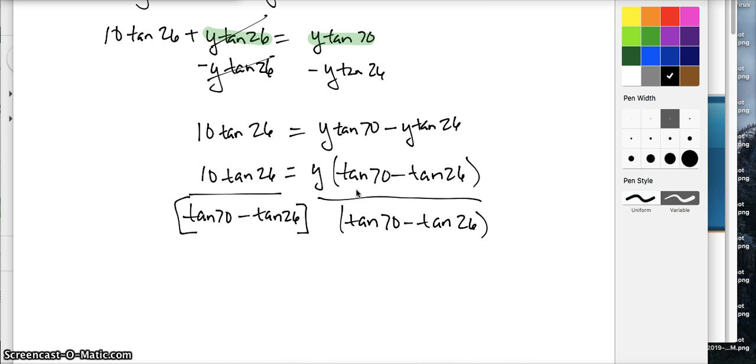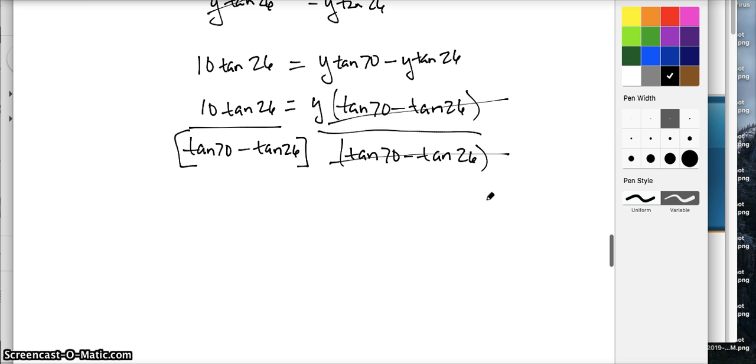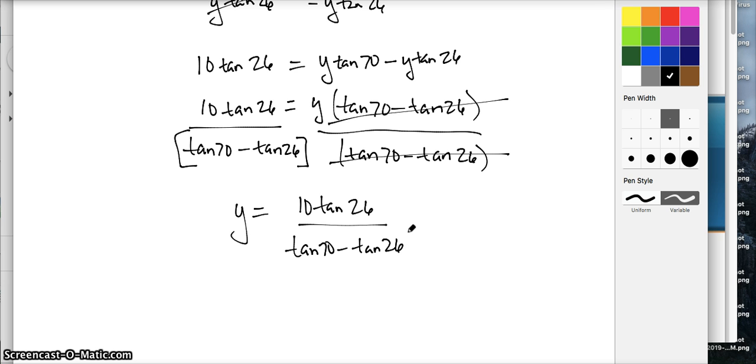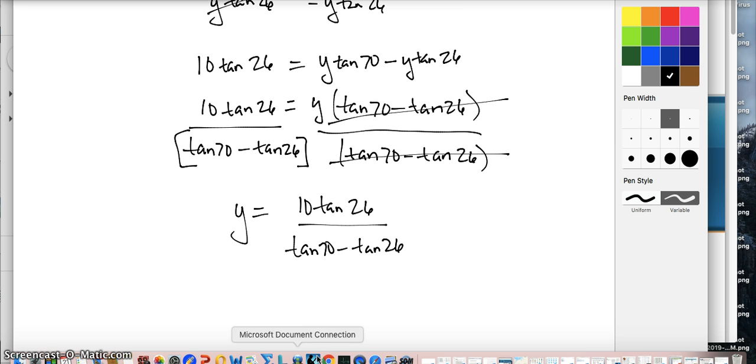And this way I'm isolating my y, right? And so now I do know what y is and I am calculator ready. So y is equal to, I'm just changing the side just so it's easy for me to write, y is equal to 10 times the tangent of 26 divided by tangent of 70 minus tangent of 26. If you have a sweeter way of doing this, let me know, but I thought that was pretty sweet personally.